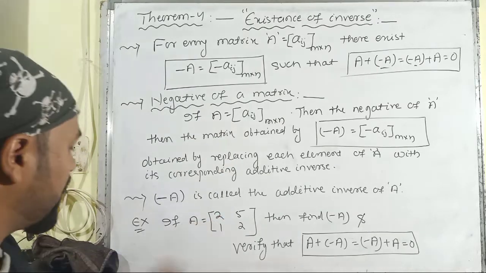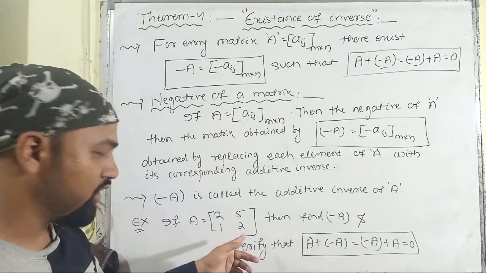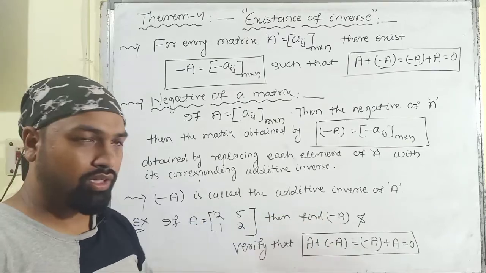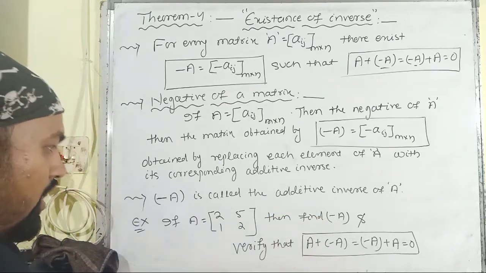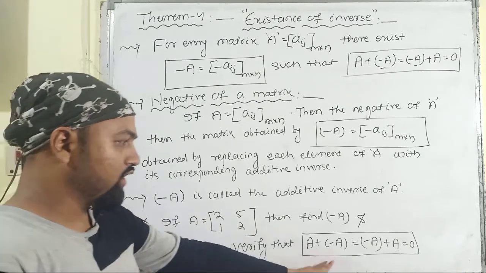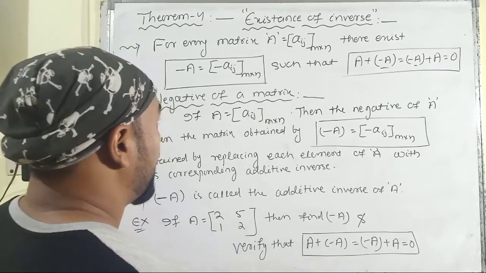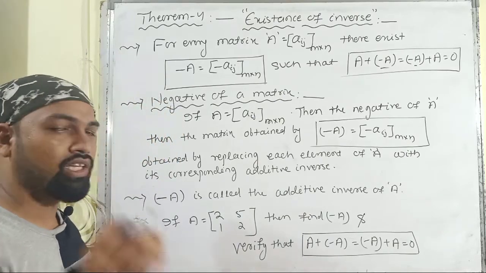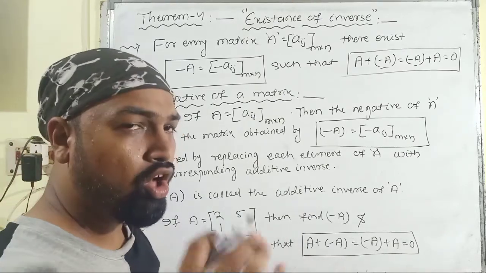If A is given as 2, 5, 1, 2, a matrix of order 2 cross 2, then we have to find the negative of that matrix A, that means minus A, and we have to verify the existence of additive inverse. Existence of inverse is here, that means the sum of the two matrices A and minus A gives us the null matrix.